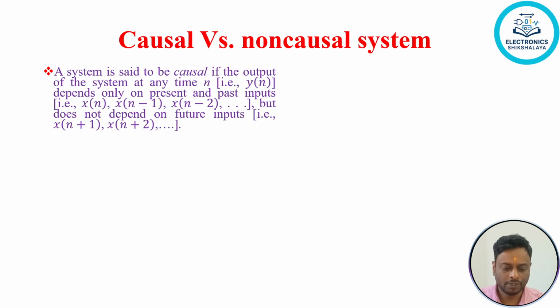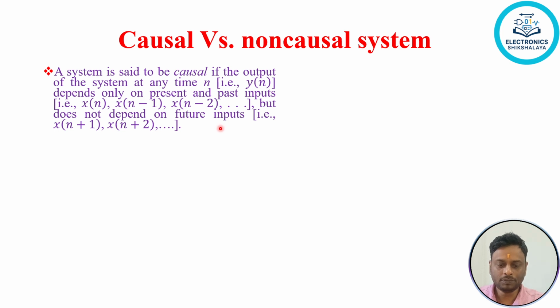So as I have told you, the output of a system at any time n, that is y of n, depends upon the present and past input values. For example, x of n minus 1 and x of n minus 2 are the past input values, and x of n is the present input value, but it does not depend on the future inputs, that is x of n plus 1 and x of n plus 2 and so on. Okay. So if this happens, then it is a causal system.